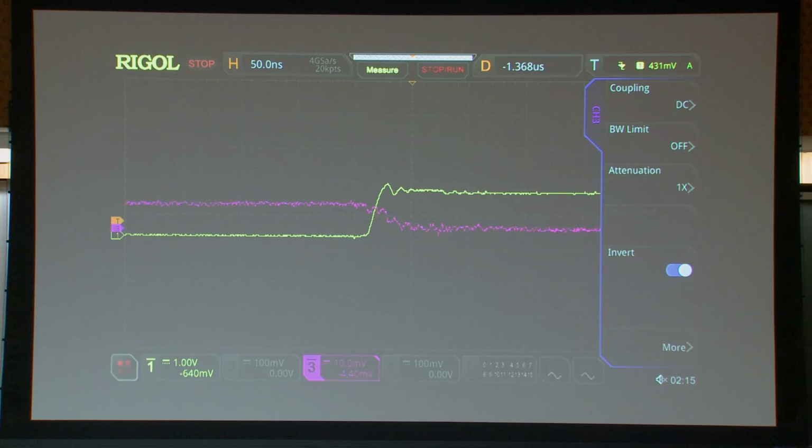Now there's another sort of loss here. Notice when the switch is turning on, the voltage is non-zero, which means the switch's capacitance is storing energy in it. Now let me also show you the power loss.